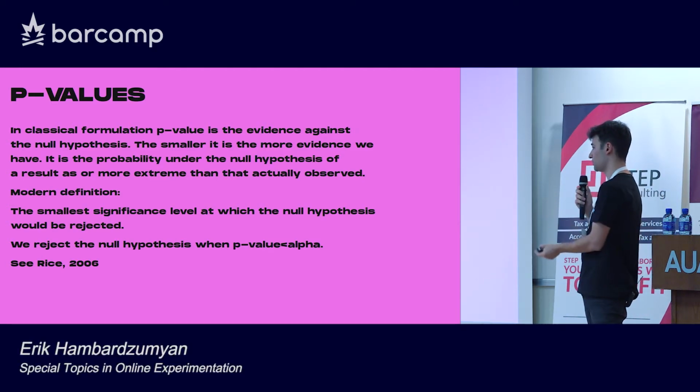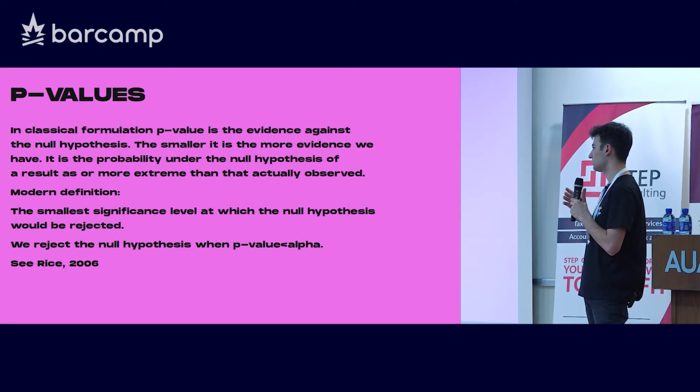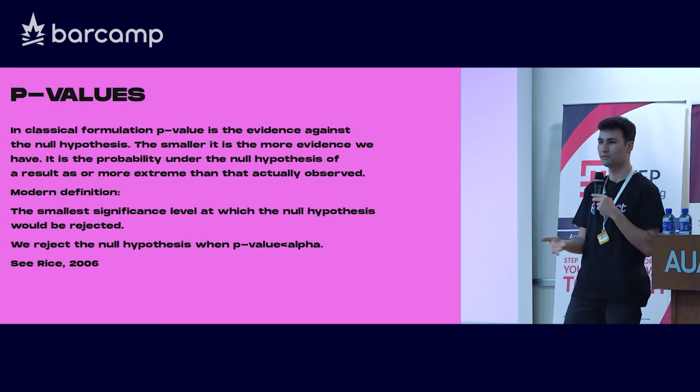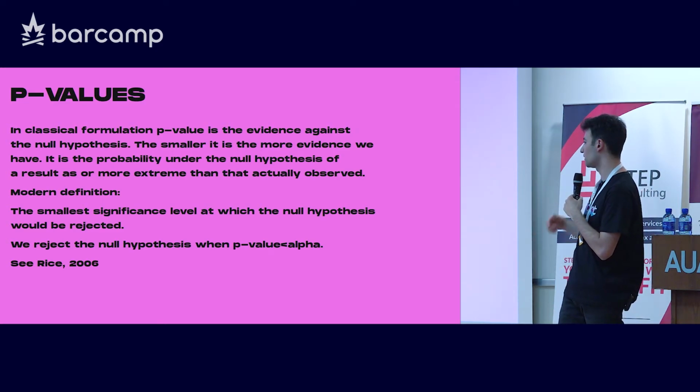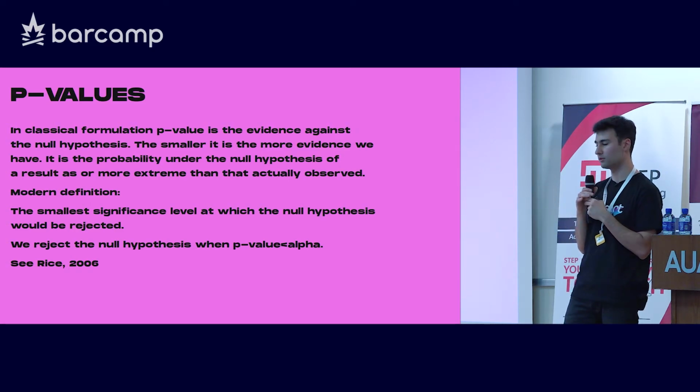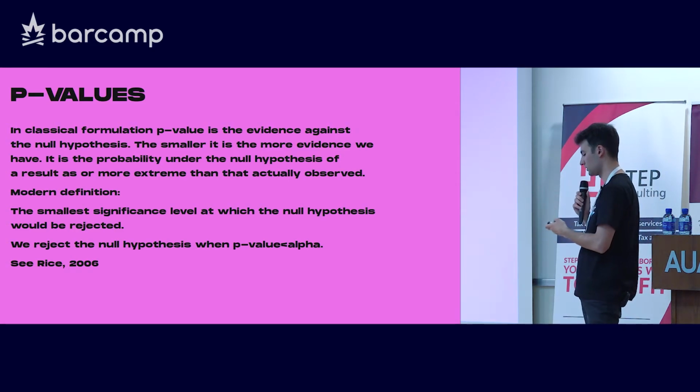Another way to approach it is basically the smallest type 1 error for which you can reject the null hypothesis. And the rejection criteria for this is basically when your p-value is smaller than your alpha, which is the type 1 error.